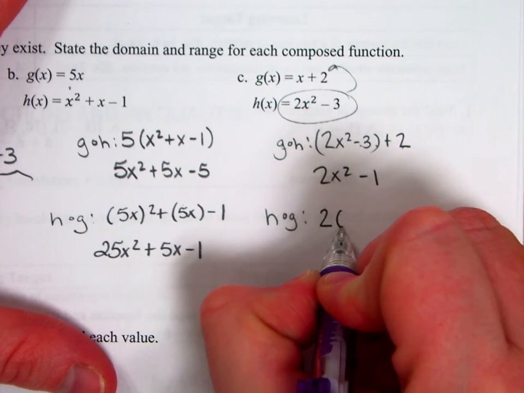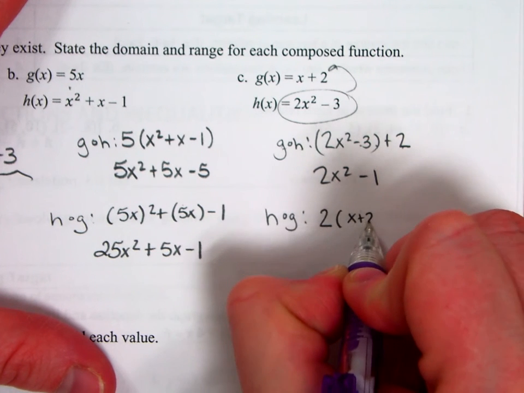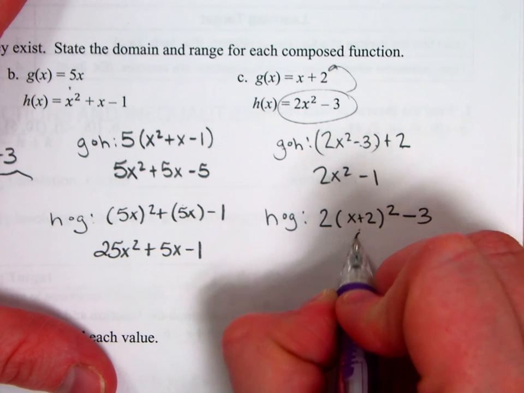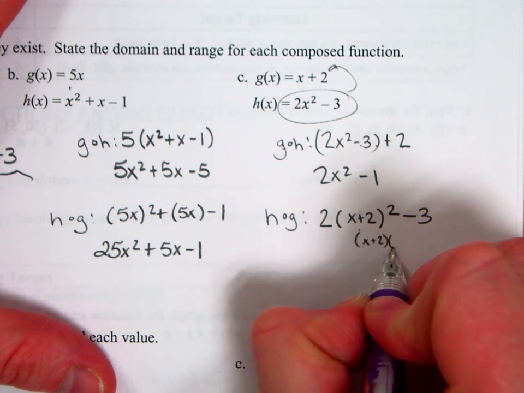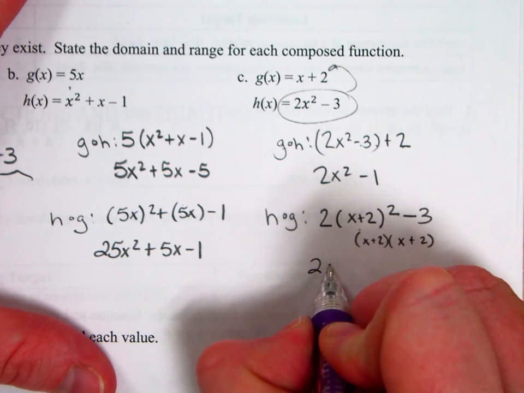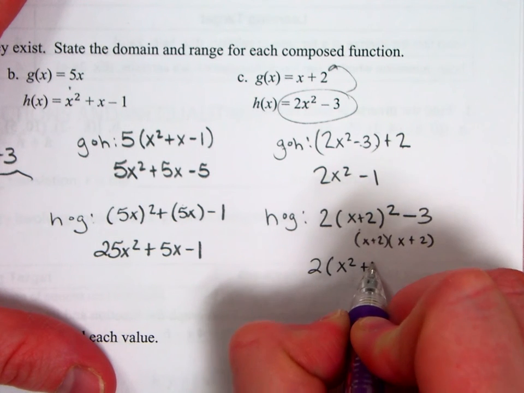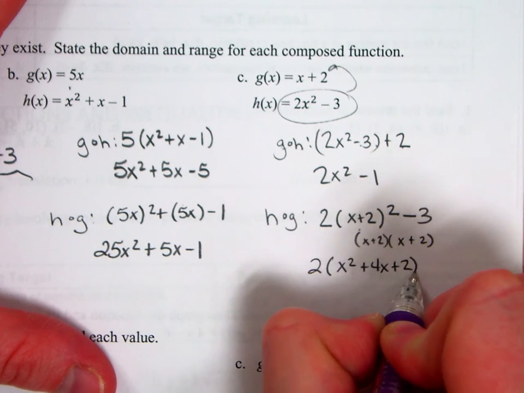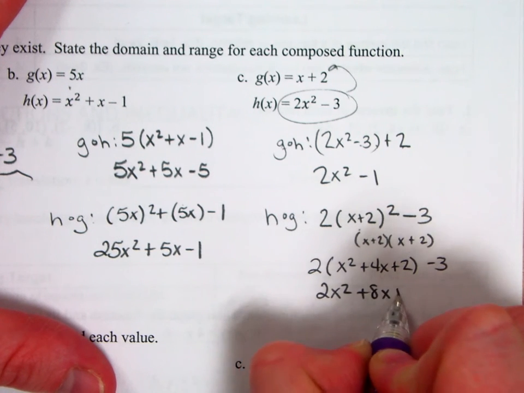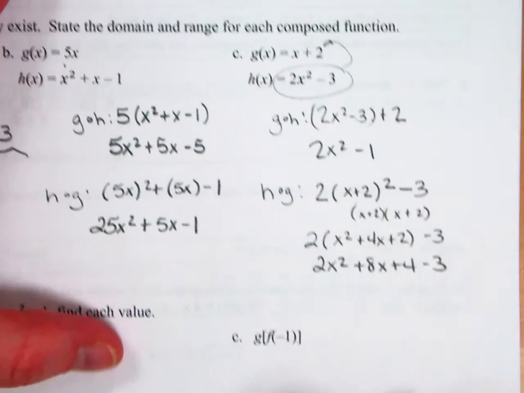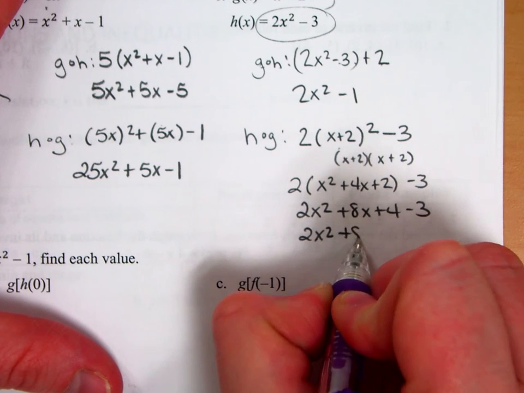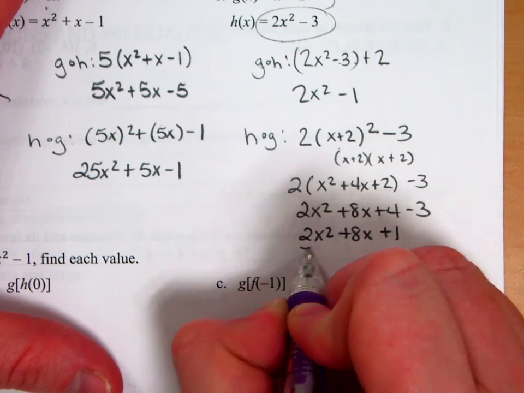you have 2 times x plus 2, quantity squared, minus 3. You need to square this out, which is really x plus 2 times x plus 2. So 2 times x squared plus 4x plus 4, minus 3. 2x squared plus 8x plus 8 minus 3. 2x squared plus 8x plus 5, and that would be your final answer.